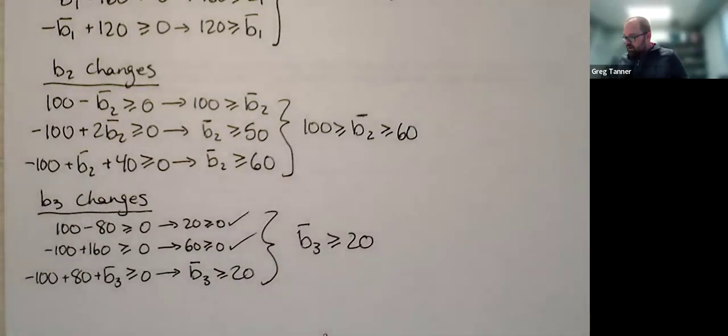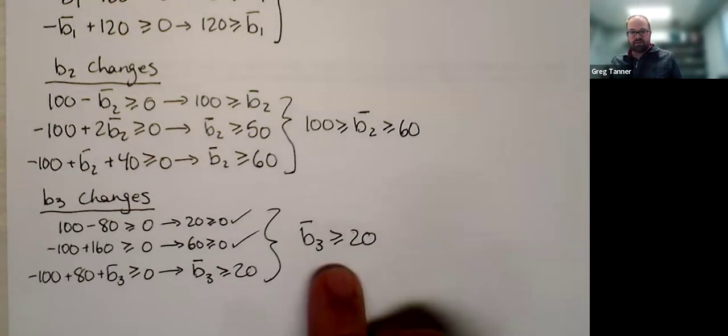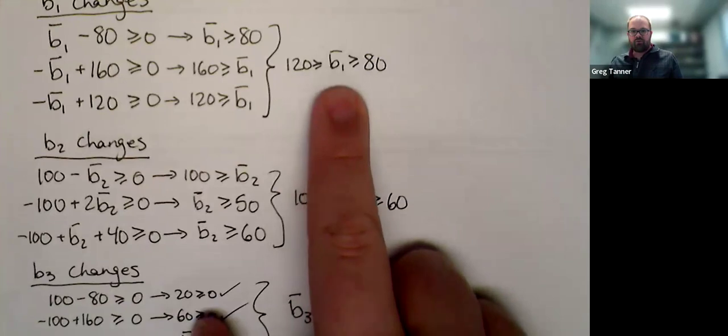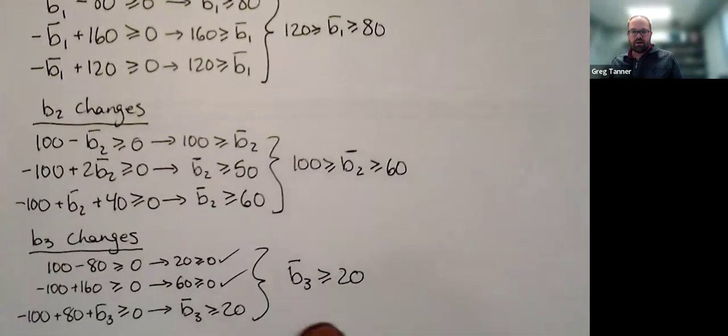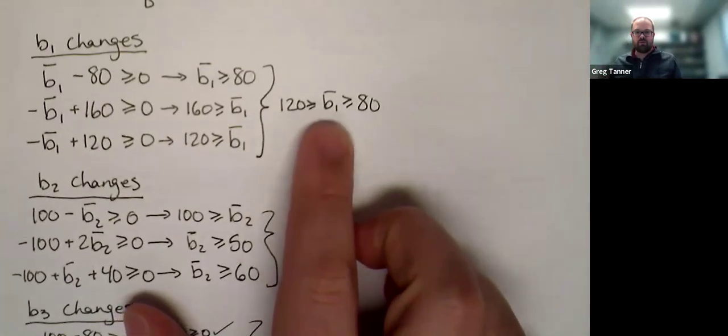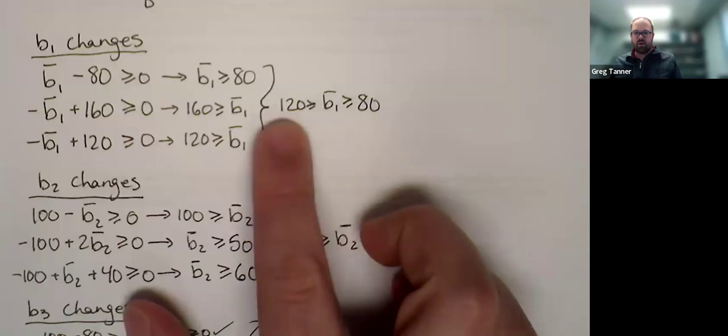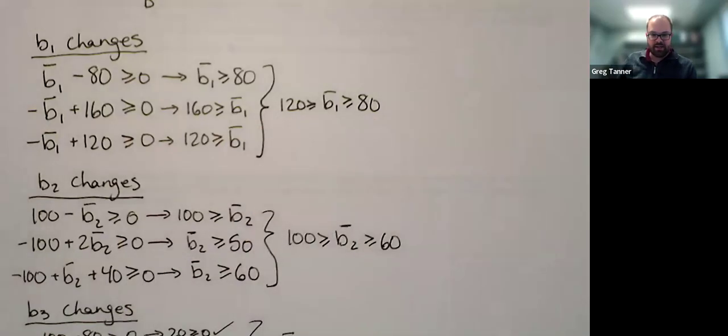Okay, so as long as we are only changing one of the three, this will give us our limits on how far we can change them before our current basis becomes infeasible. Okay, let's look at these visually, and I'll show you what happens. So the range here for B1 is between 80 and 120. Let's go back to that Desmos graph.